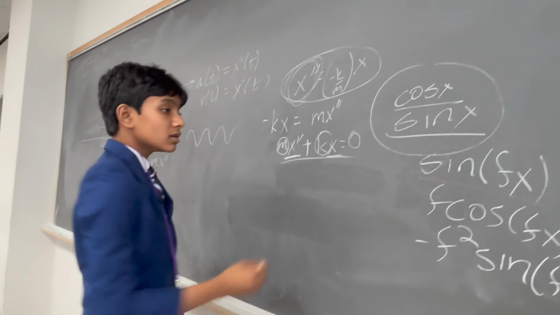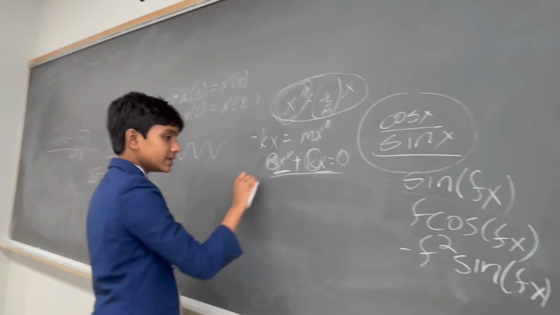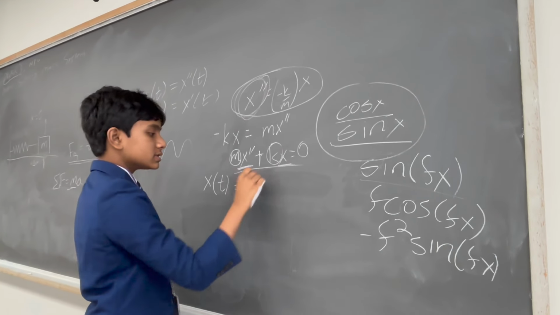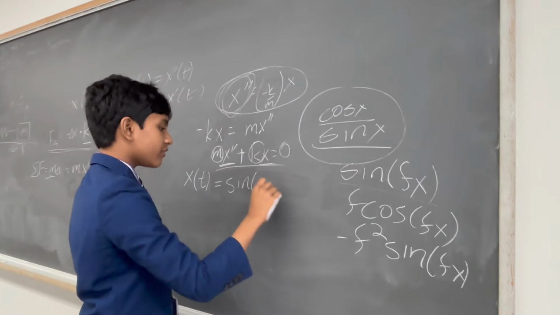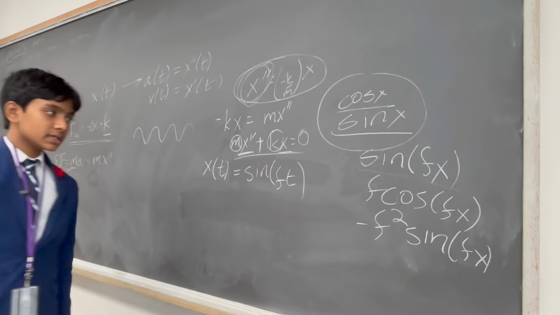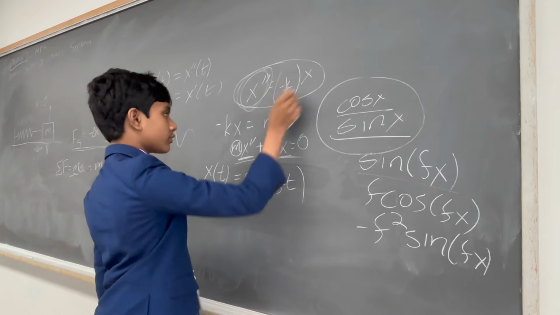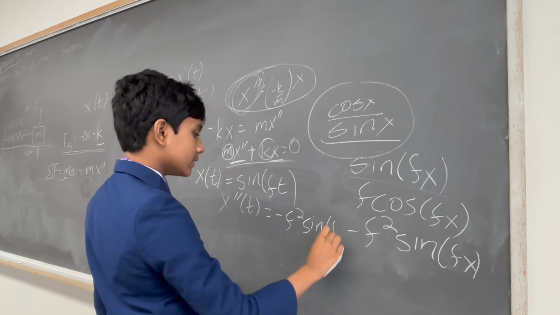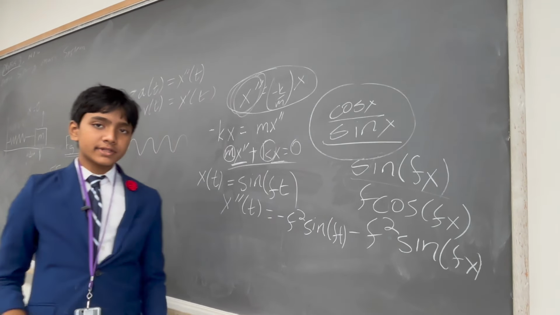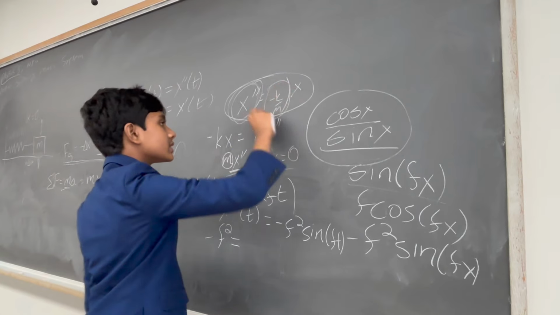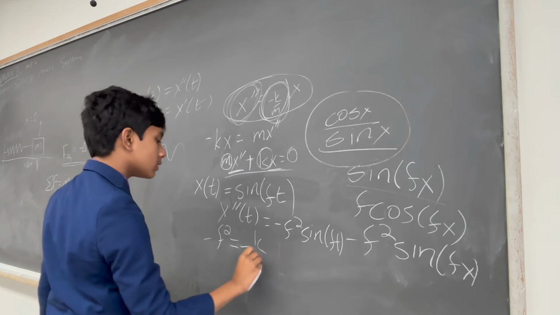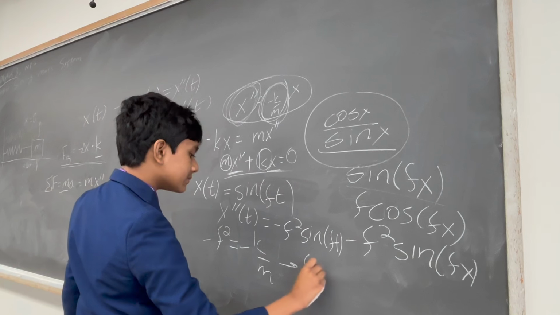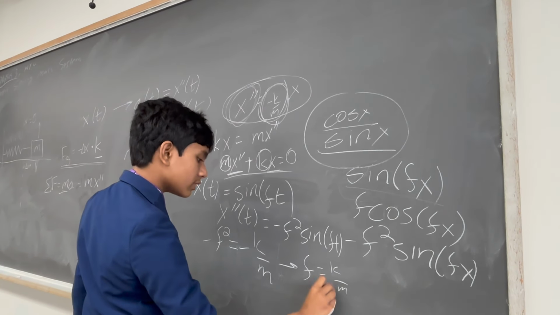So what does that mean? Well, if x of t is really equal to sine of ft, then how is it going to satisfy our equation over here? Well, we take the double derivative, and that's going to give us minus f squared sine ft, which means that minus f squared has to be equal to this constant in front, minus k over m, which means that f has to be equal to the square root of k over m.